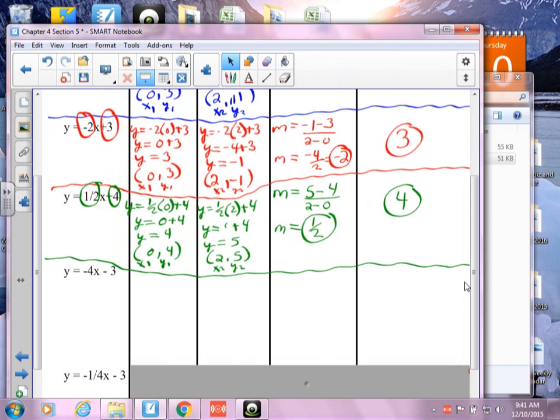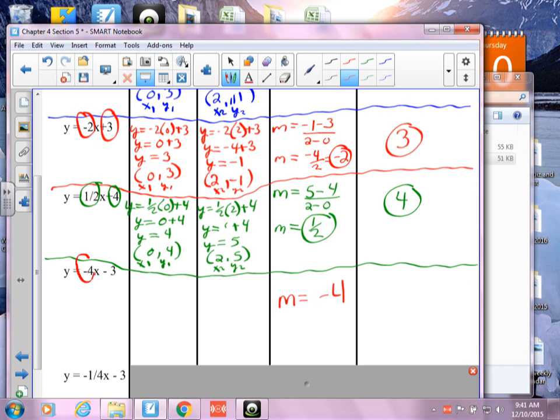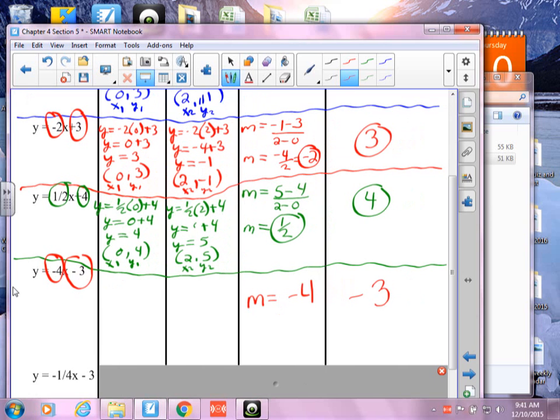Let's take a look at this. What's my m? -4, because it's in front of my x. And what's my y-intercept? -3, because it's tailing on the end, isn't it? It's right there. Very good. Now let's take a look at the next one.